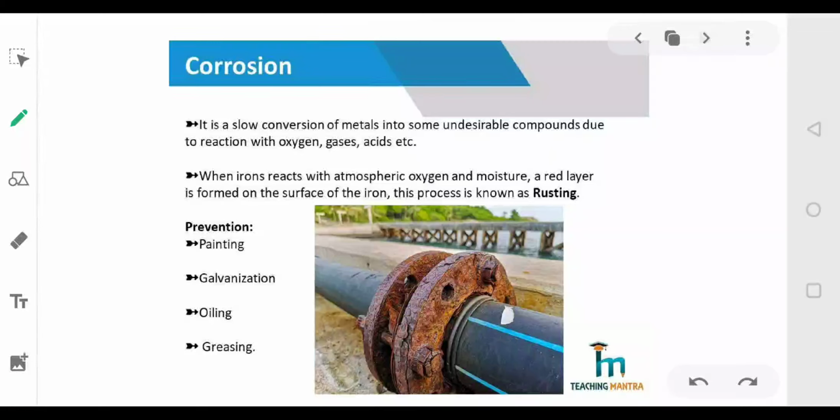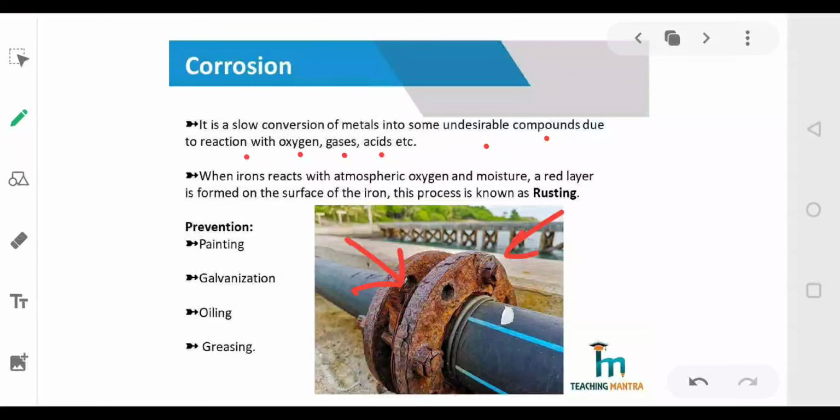Next, corrosion. You might have heard this term, corrosion. Corrosion is a slow conversion of metals into some undesirable compounds due to reaction with oxygen, gases and acids. Corrosion, you might have seen on the metal gates of your houses or pipes like this. See, this red color coating which you are seeing, that is rust. When iron reacts with atmospheric oxygen and moisture, a red layer is formed on the surface of iron. This process is called rusting.